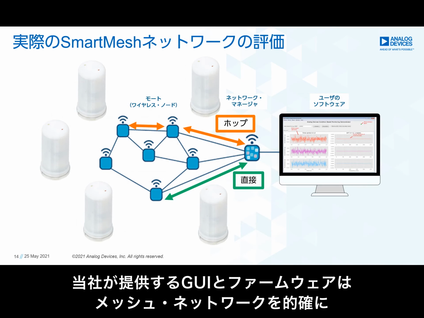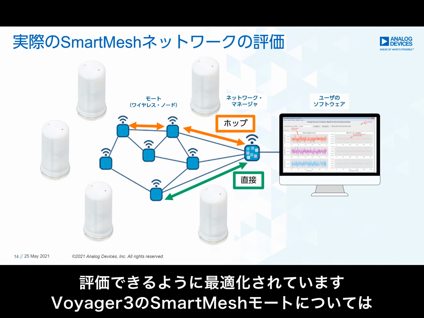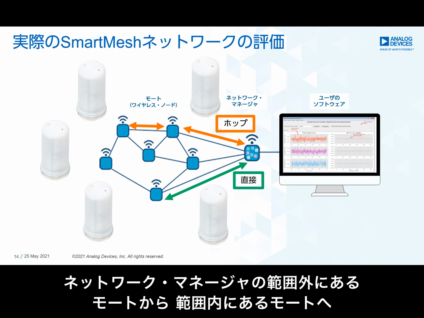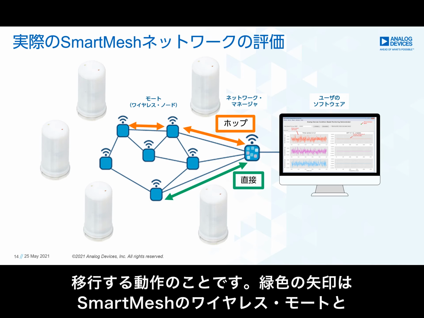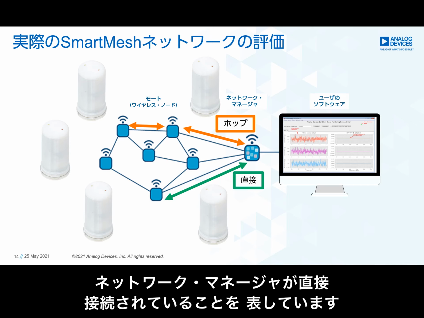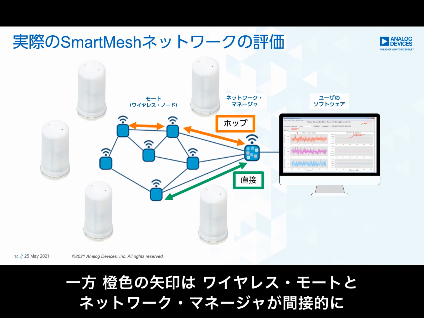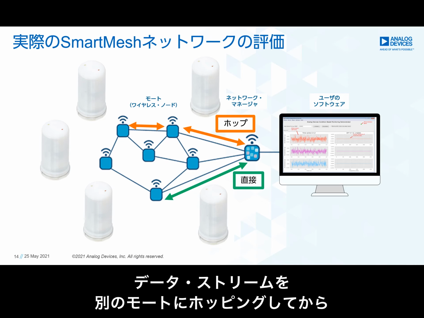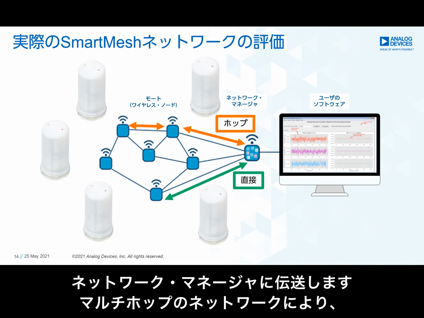The GUI and firmware that we provide have been optimized so that a customer can evaluate a real mesh network. The Voyager kit has been tested for SmartMesh mote hopping. This is where a mote, which is out of range of the network manager, can hop through an in-range mote. The green arrow shown on this slide indicates a direct connection between the wireless SmartMesh mote and the network manager. The orange arrow shows an indirect connection between a wireless mote and the SmartMesh manager. As such, one mote hops its data stream through another mote to reach the network manager. The multiple hops network ensures that out-of-range motes can stream data to the network manager.